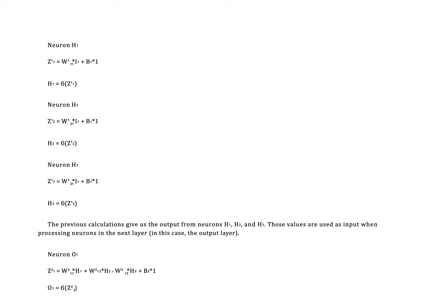The previous calculations give us the output from neurons H1, H2, and H3. Those values are used as input when processing neurons in the next layer, in this case, the output layer. Neuron O1: Z²₁ = W²₁₁ * H1 + W²₁₂ * H2 + W²₁₃ * H3 + B2 * 1, O1 = Z²₁.